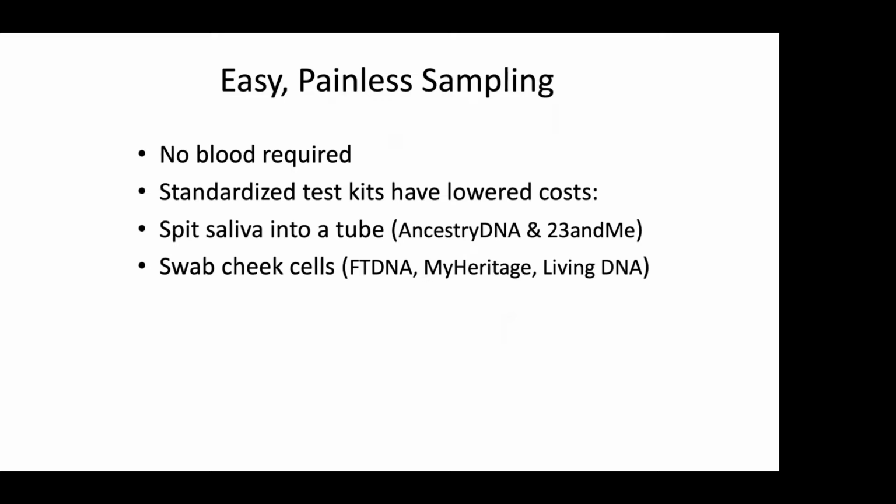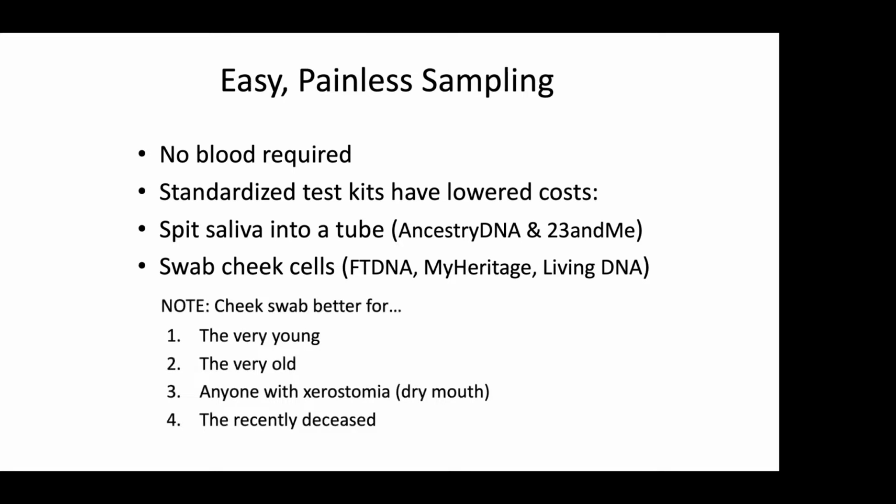So how do you provide a sample of your DNA? Well, standardized test kits let each lab run hundreds of samples at a time using barcodes and automated equipment. And that's the secret to the dramatic reduction in cost. There are 2 sampling methods. You either spit saliva into a tube or rub inside your cheeks with a little swab. You can see here which companies use which method.